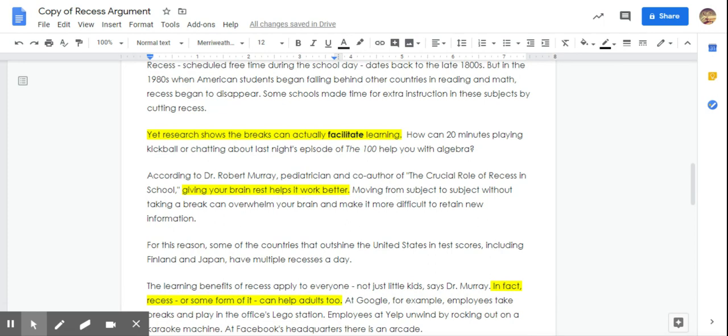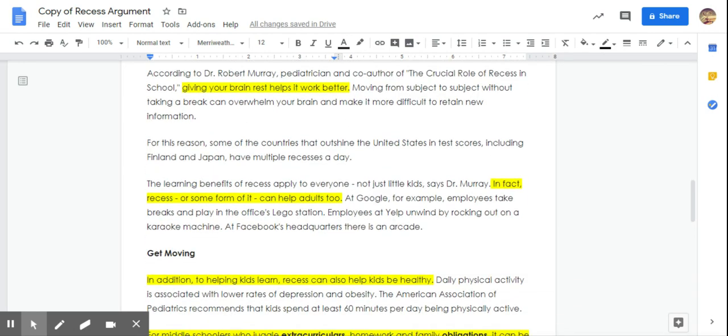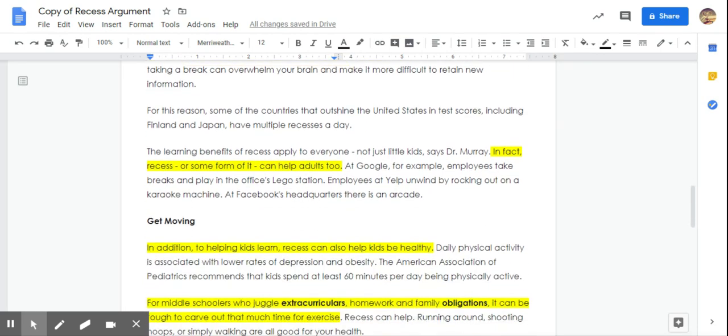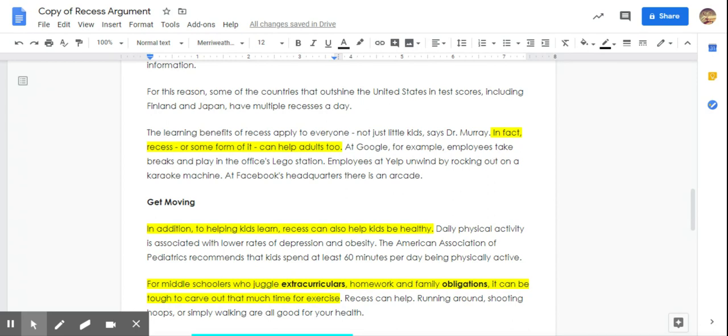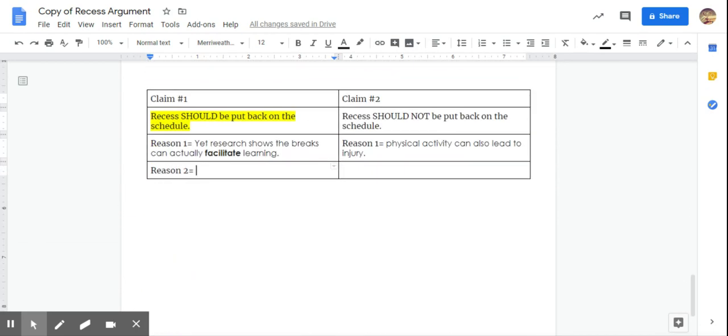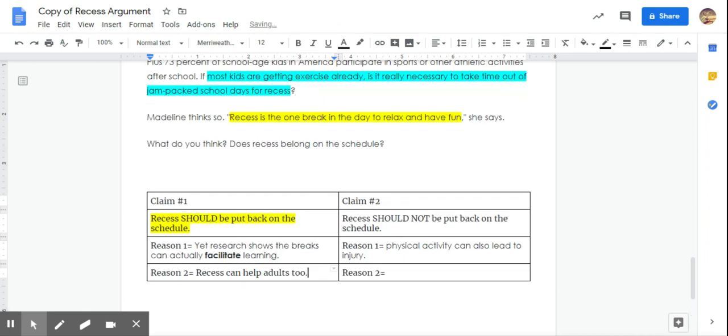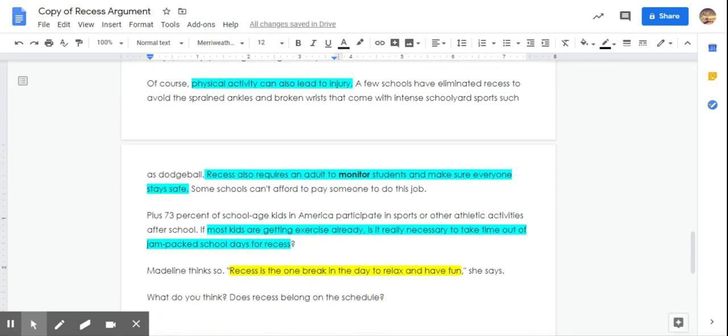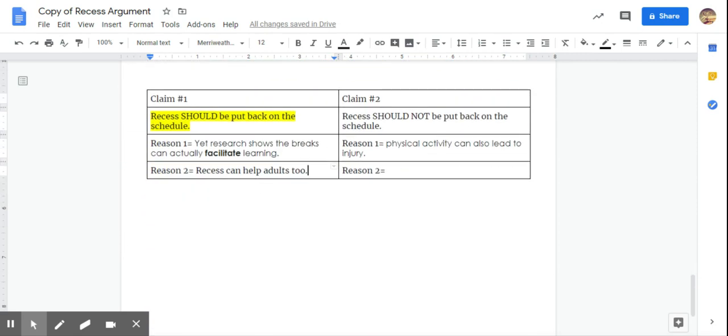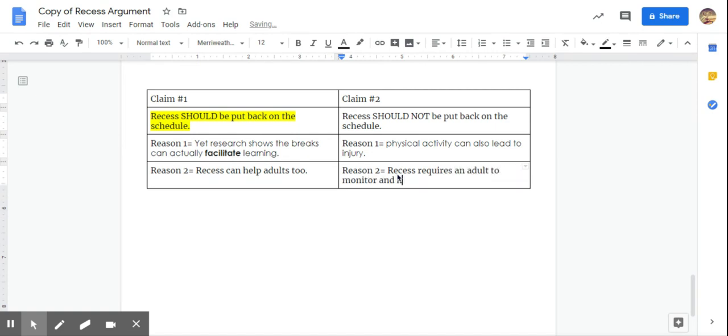Okay, so reason 1, we said it helps to facilitate learning. Giving your brain rest helps it work better. That kind of goes along with our first reason. We have this one here. Recess can help adults too. That would be our second reason. So it's not just that it's good for kids and students. It would also be good for adults. Reason 2 against recess requires an adult to monitor and keep everyone safe.